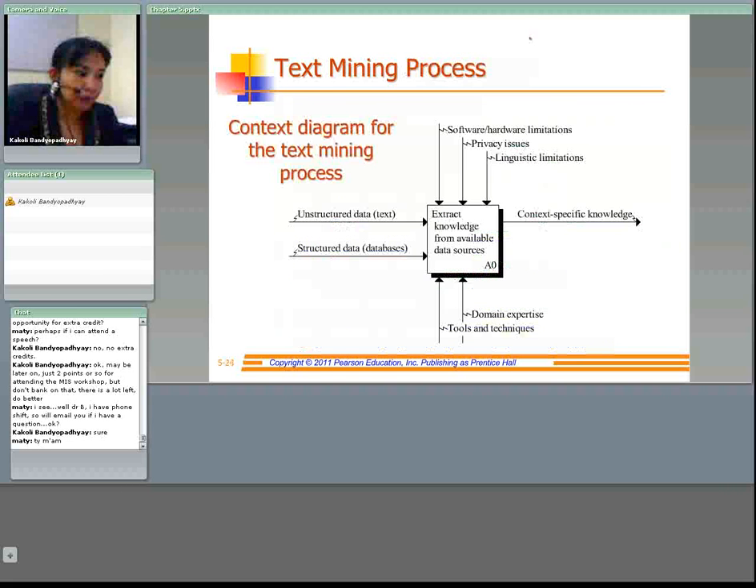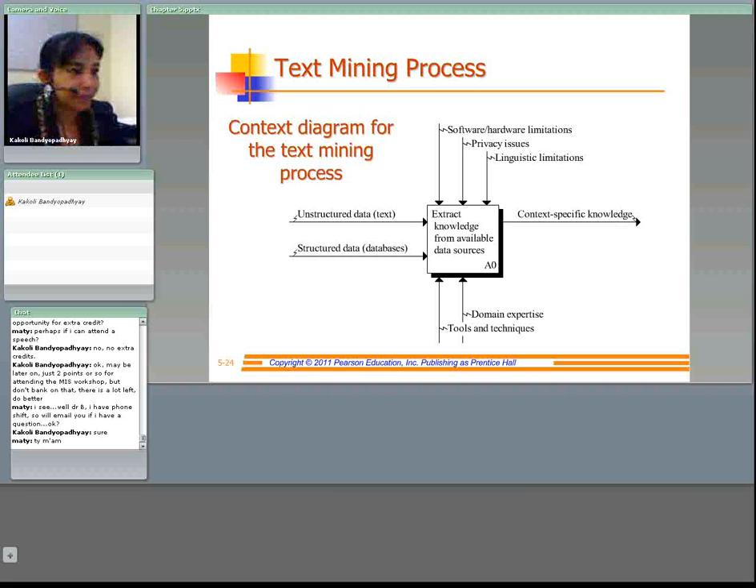Now we will look at the text mining process. In the text mining process, there are four things. One is the input, the other is the output, then we have controls, and we have mechanisms. So these are the four things that make up the process of text mining.